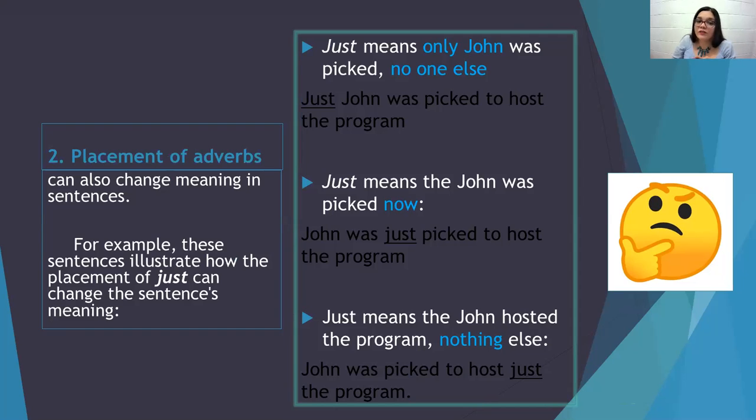Just means only John was picked, no one else, in this one. Just John was picked to host a program. Just means that John was picked now. John was just picked to host a program. It talks about time at that moment. And the third example says just means that John hosted the program, not anything else. John was picked to host just the program, not probably the party or something else.